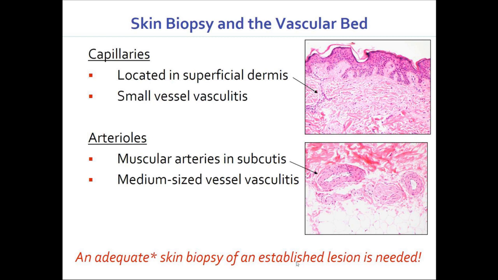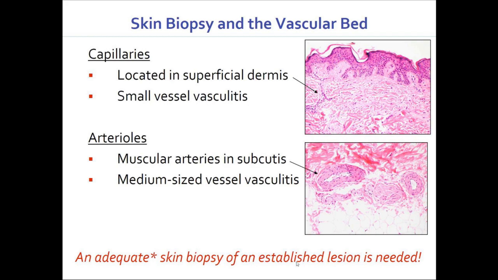Let's take a moment to remind ourselves about the vascular bed in the skin biopsy. The capillaries affected by small vessel vasculitis are present in the superficial dermis, and medium-sized vessel vasculitis truly affects muscular arteries in the subcutis, most especially at the dermal subcutaneous junction. Therefore, an adequate skin biopsy of an established lesion is needed.